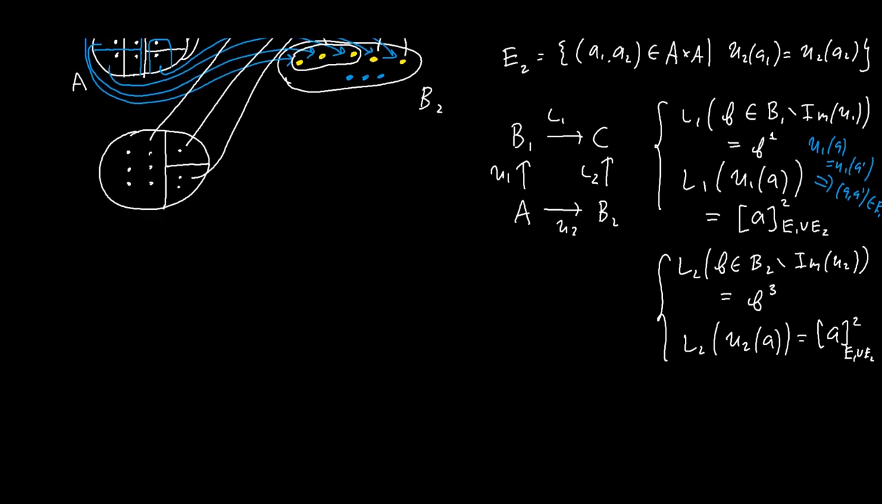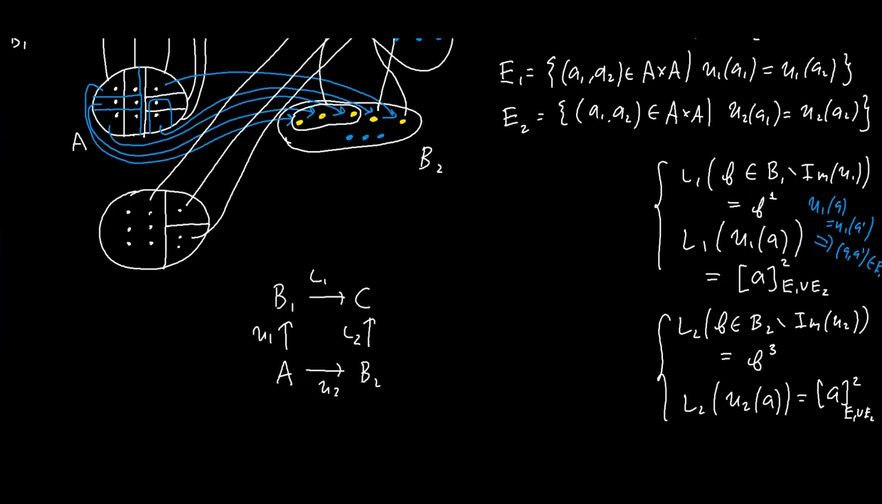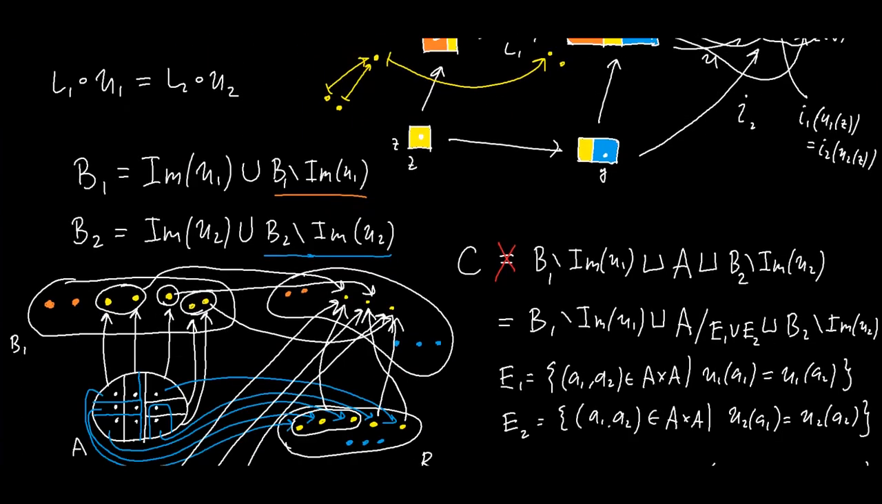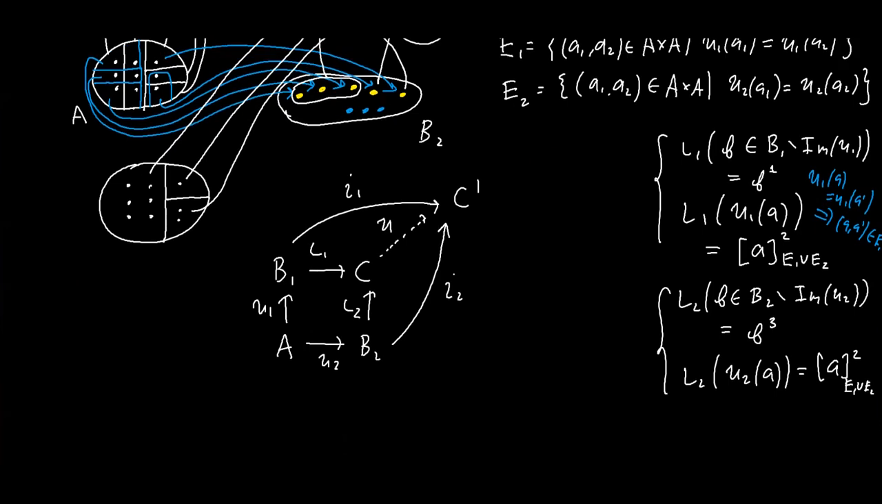Fine, so now the last thing that remains to show is the universal property itself. So I've defined iota 1 and iota 2. Now what if I have some maps to some C prime with I1 and I2? I want this unique U. How will I get the unique U?